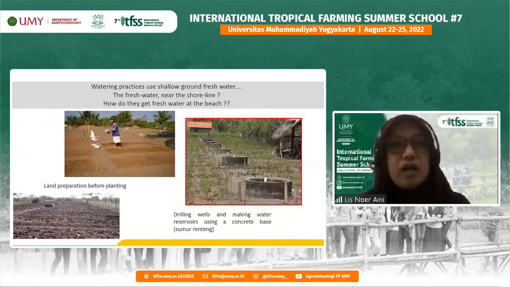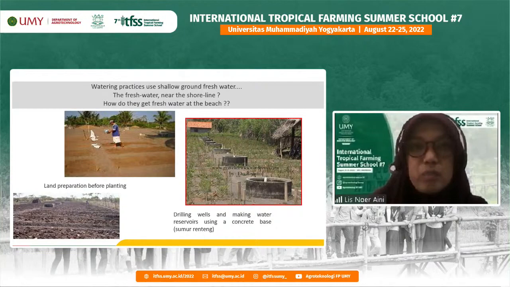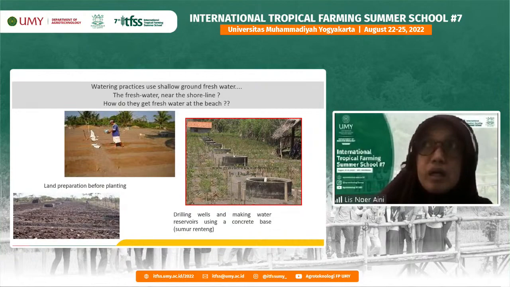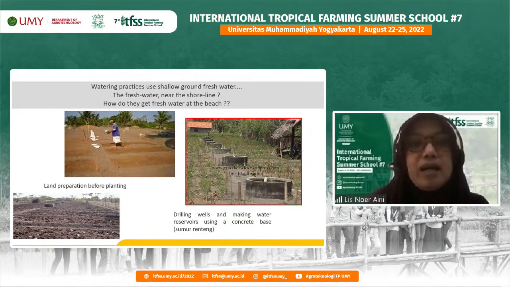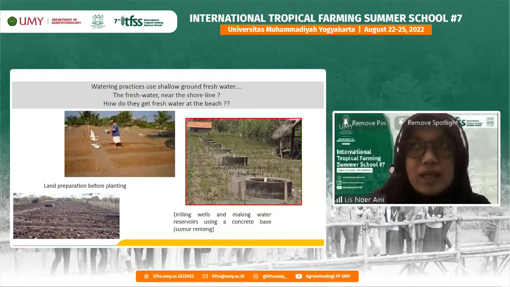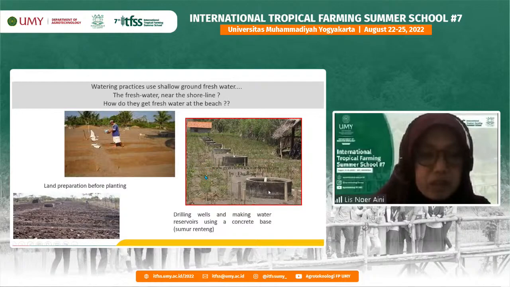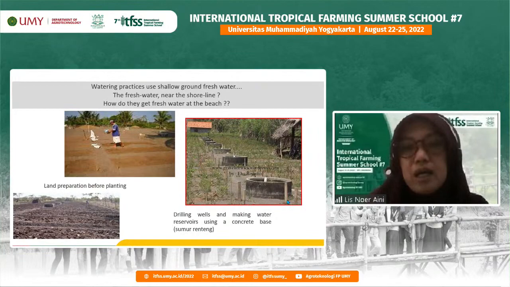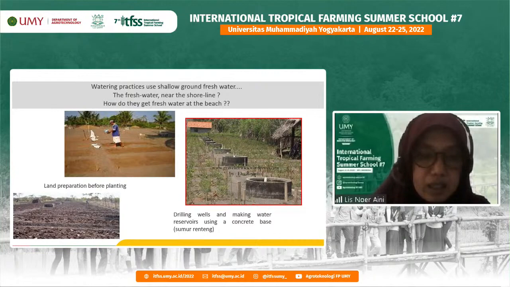Next, no less important is watering. You know, in a sandy soil coastal area, the temperature is very high, so watering is carried out as is the case with ordinary land, using fresh water. We use fresh water in the coastal area. How to get the fresh water at the beach? The thing to do is drilling wells and make water reservoir using a concrete base. You can see the picture how the concrete base we put in a row, and this will make drainage easy.